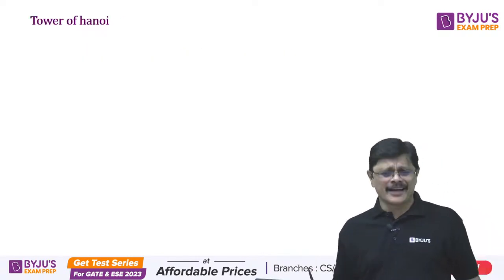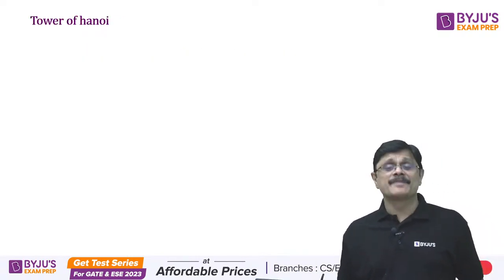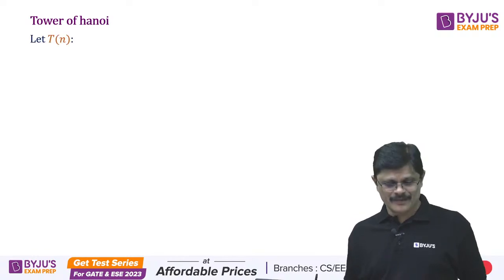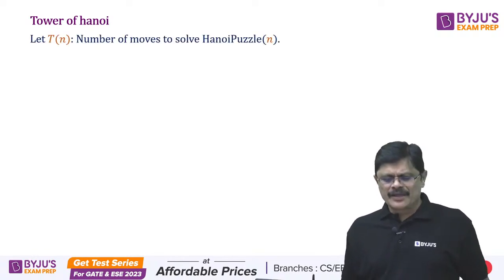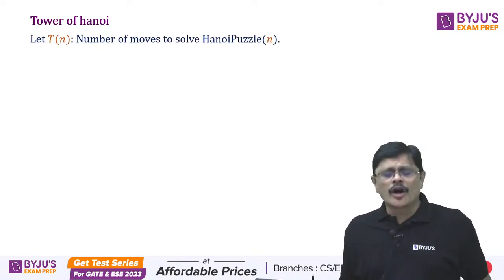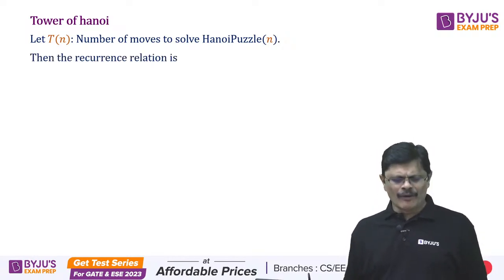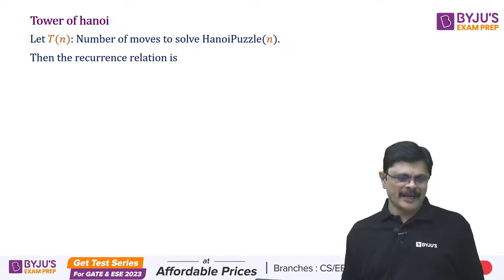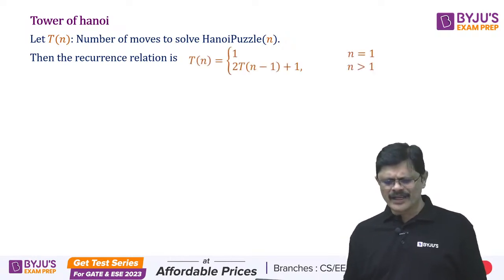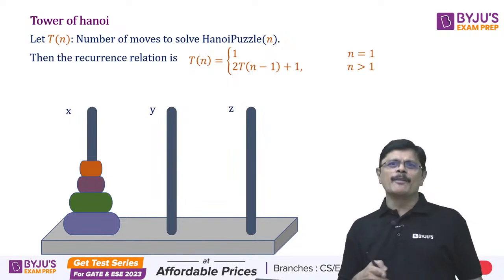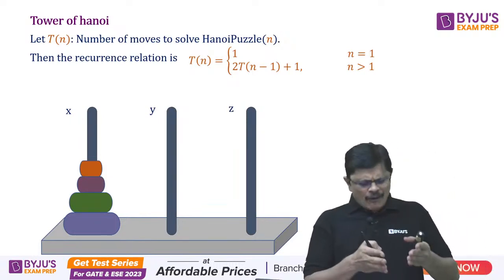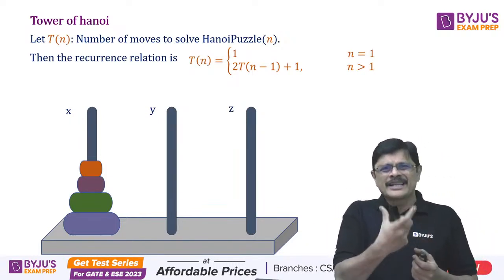One more very popular recurrence relation is the Tower of Hanoi problem: the number of moves to solve the Tower of Hanoi puzzle. You all know what this Tower of Hanoi problem is? Let me explain it. Let me write this recurrence. See, this is the problem, sir. Actually here we have only 4 discs.